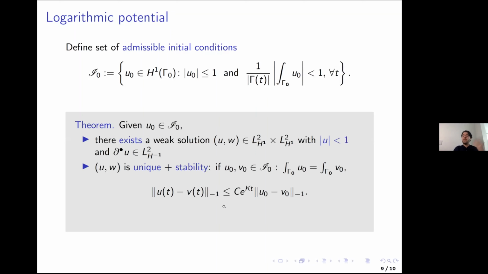There exists a weak solution. The solution is unique. I have the same stability estimate. And then I could also have some sort of regularity result. So u is L2H2. And I will leave this as an open question. If you're interested, you can ask as well, where we don't get more regularity than this without extra work, at least.